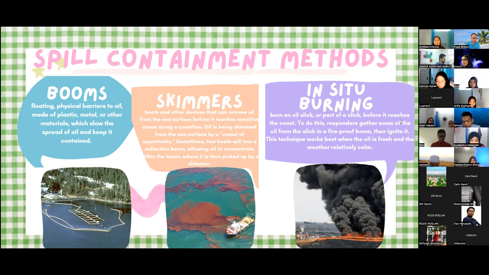All right, next is in situ burning of oil slick. Burning an oil slick is part of the response before it reaches the coast. What is an oil slick? An oil slick is a layer of oil that is floating on the sea because it has accidentally come out of a ship or container. So to do this, responders gather some of the oil from the sea in a fireproof boom and then set the fire up. This technique works best when the oil is fresh and the weather relatively calm. So it's literally burning the oil on the water, and it's not really eco-friendly. All right.